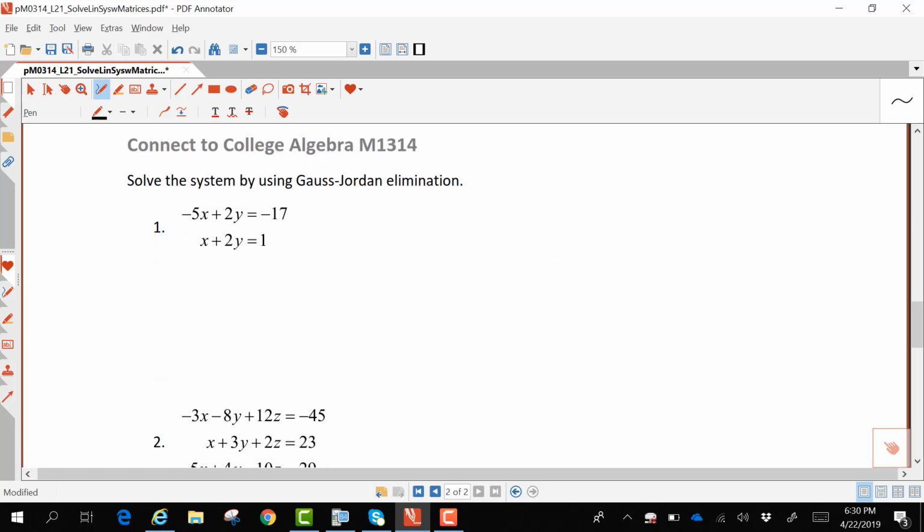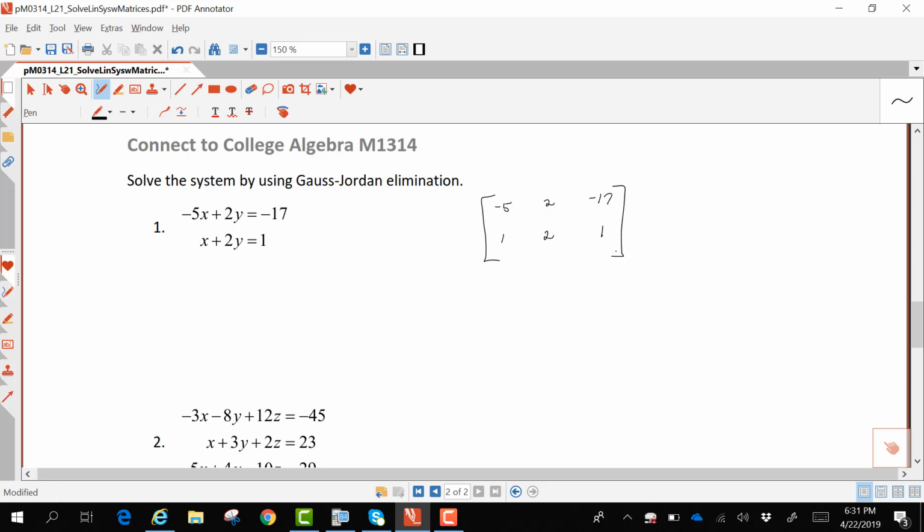Let's move to our connection to college algebra. It is now asking me to solve this system of equations using what is called the Gauss-Jordan elimination method. In other words, we begin by converting this to a matrix. So I'm going to make my augmented matrix, which is -5, 2, -17, 1, 2, 1.